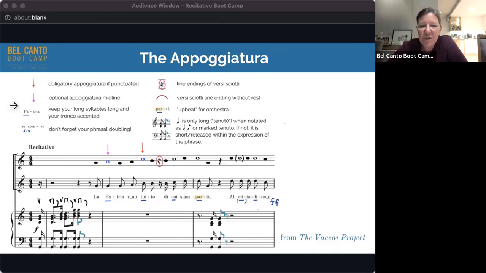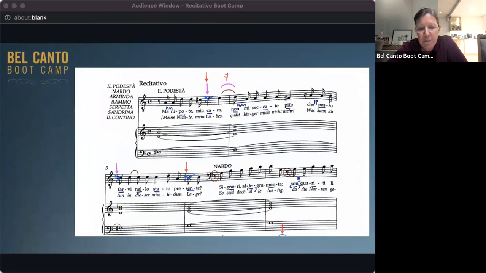So we don't put flags. We're just trying to show what syllable is long and what syllable is short, because in this recitative, if you want "la patria è un tutto di cui siamo parti," so all those whole notes are long syllables, right? And so the same thing is going to apply. "Ma nipote mia cara, non mi seccate più che posso farvi nello stato presente." So I am seeing those lines helping me understand what rhythm I should be speaking, singing, and not the rhythm that the flags are telling me.